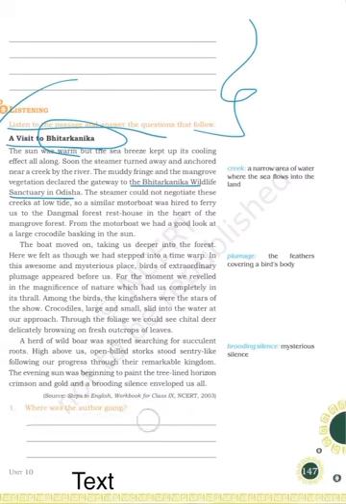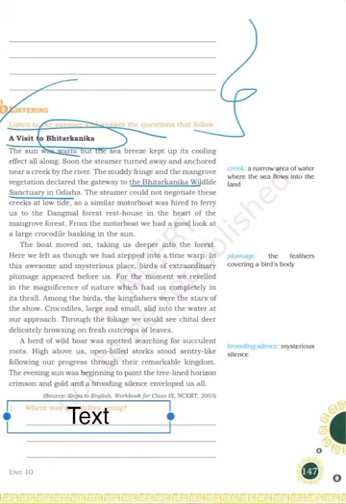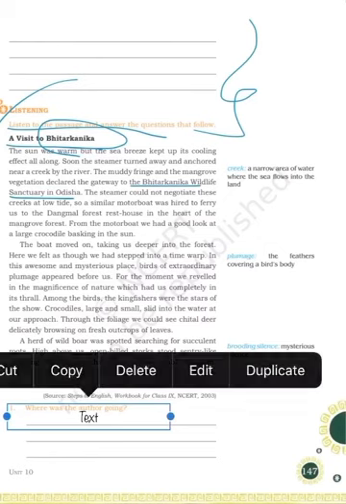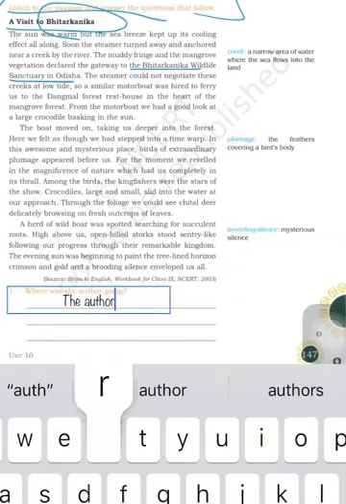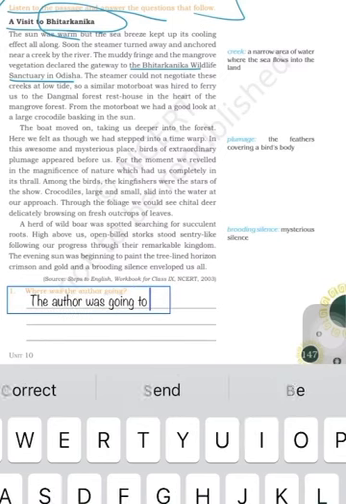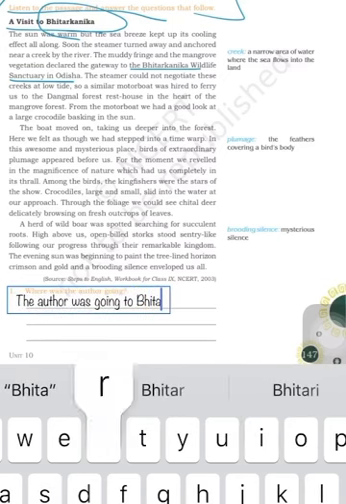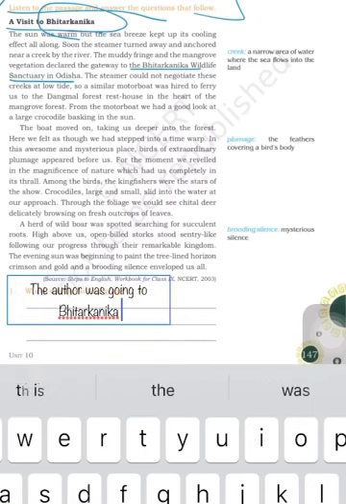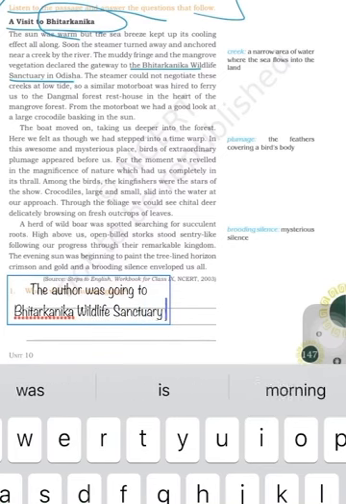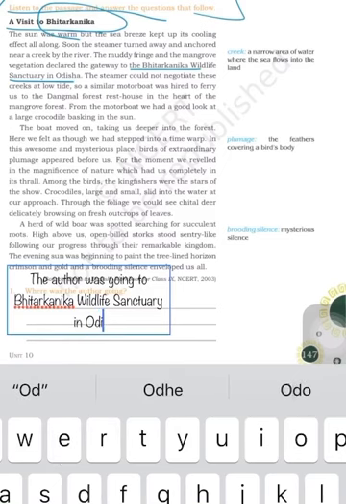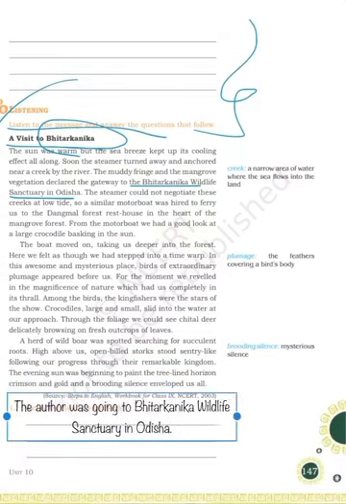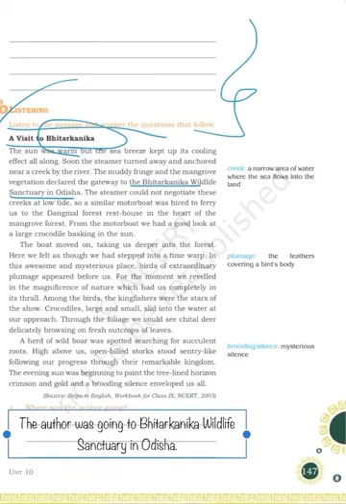Let me erase this. The author was going to Bhitarkanika Wildlife Sanctuary in Odisha, right? I think it is visible to you all. The author was going to Bhitarkanika Wildlife Sanctuary in Odisha. So with this, our first question is done.